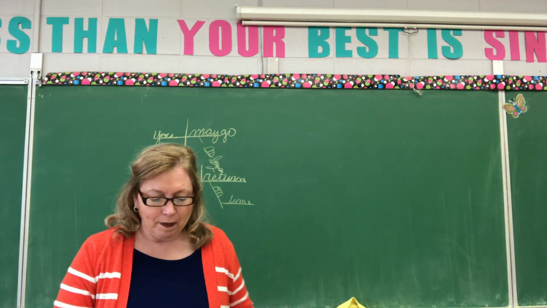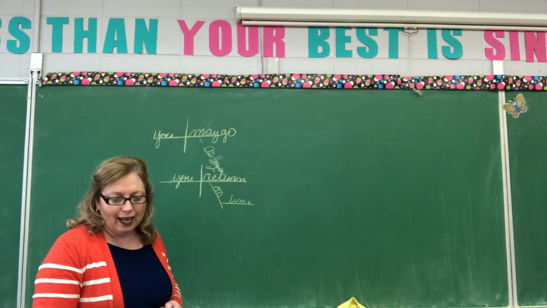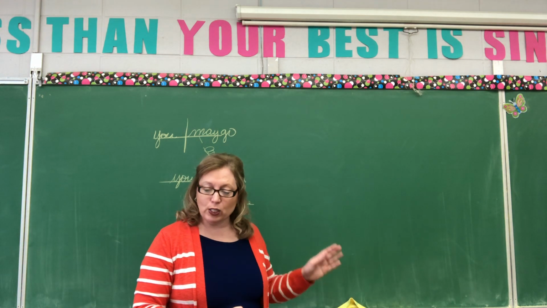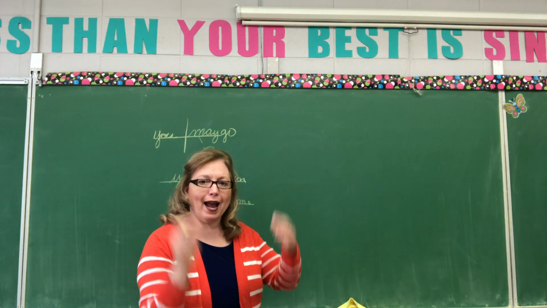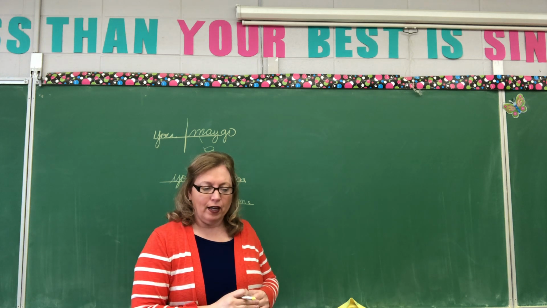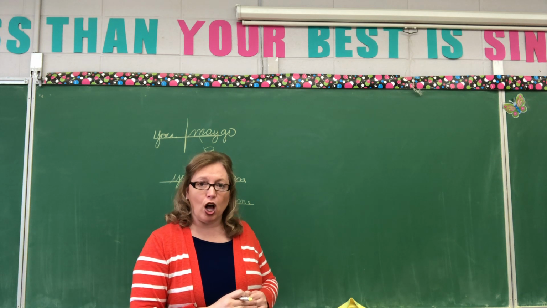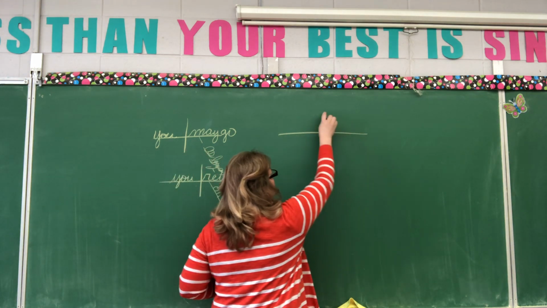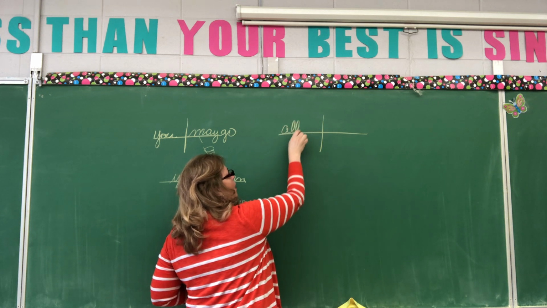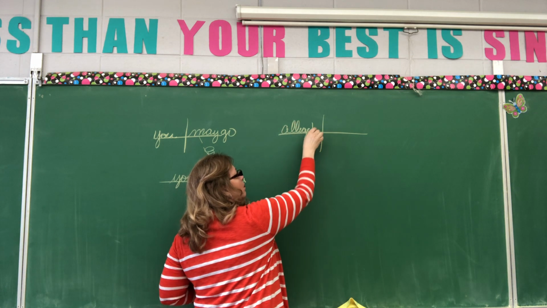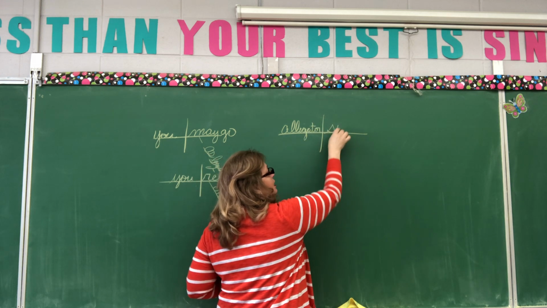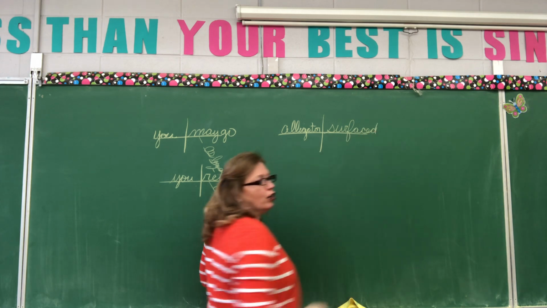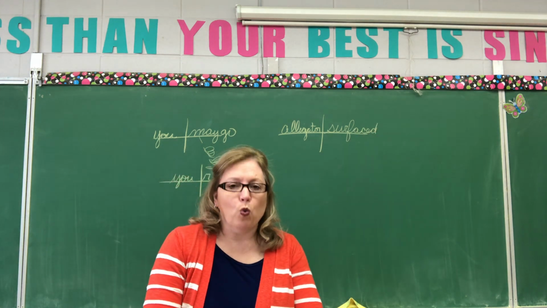Let's look at number 6. As we crossed the swamp, an alligator surfaced. First of all, what is your clause? As we crossed the swamp. Put brackets around that in your sentence if you didn't. In your independent clause, what is your subject and verb? Alligator and surfaced. Okay, alligator is our subject. Surfaced is our verb.